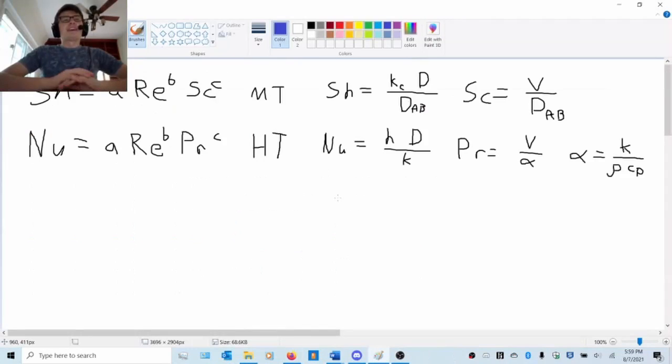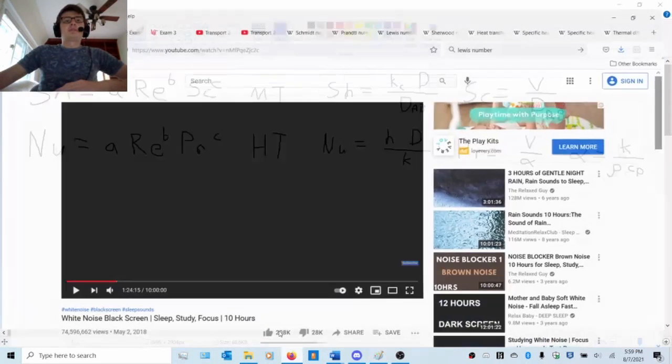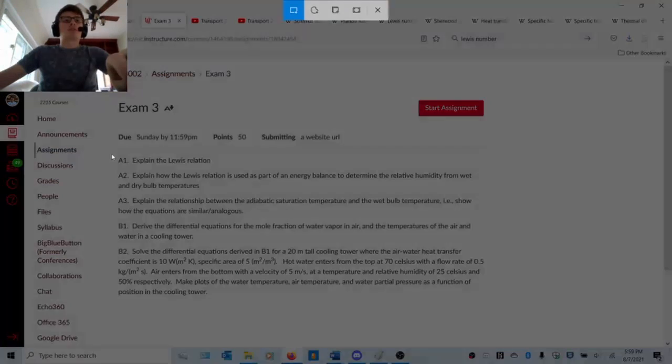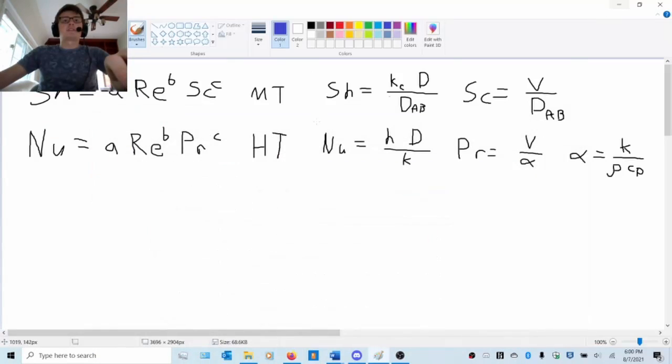Hey, everybody. So this is part A1. And the goal of what we're trying to do right now is we are trying to explain the Lewis relation. So I'll just go ahead and take a screen cap of that and put it in the document. Right there, it looks pretty good. So this is the Lewis relationship. And I'll get to the Lewis relationship in a minute, but why don't I go over some relationships that we've already derived.